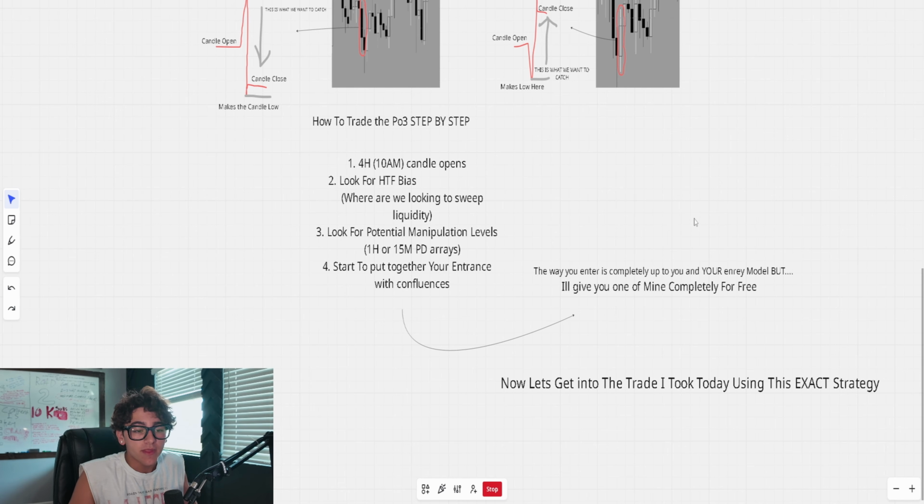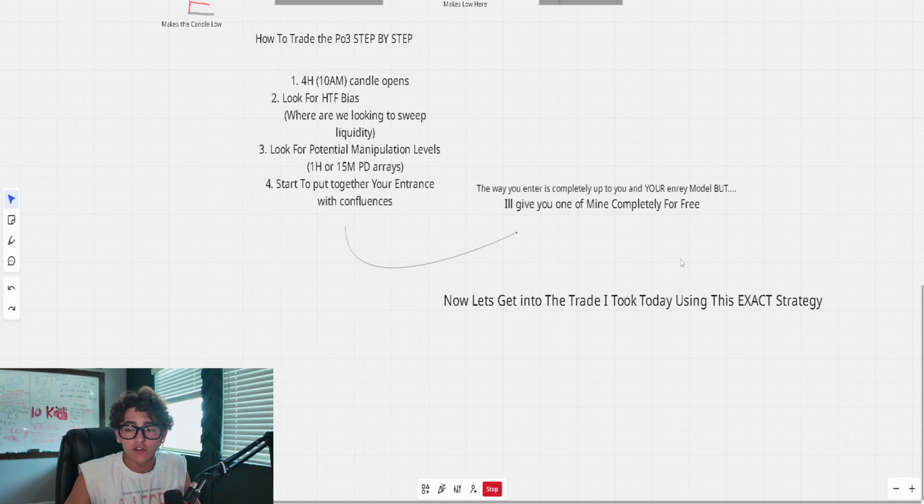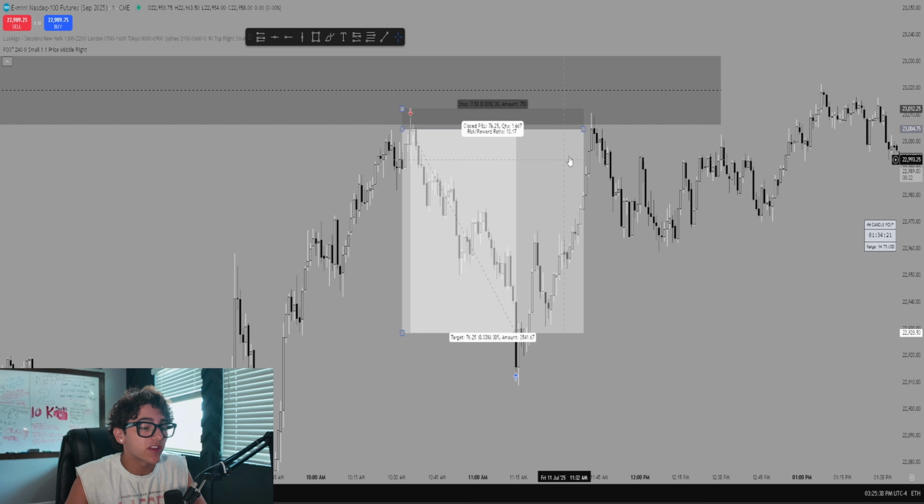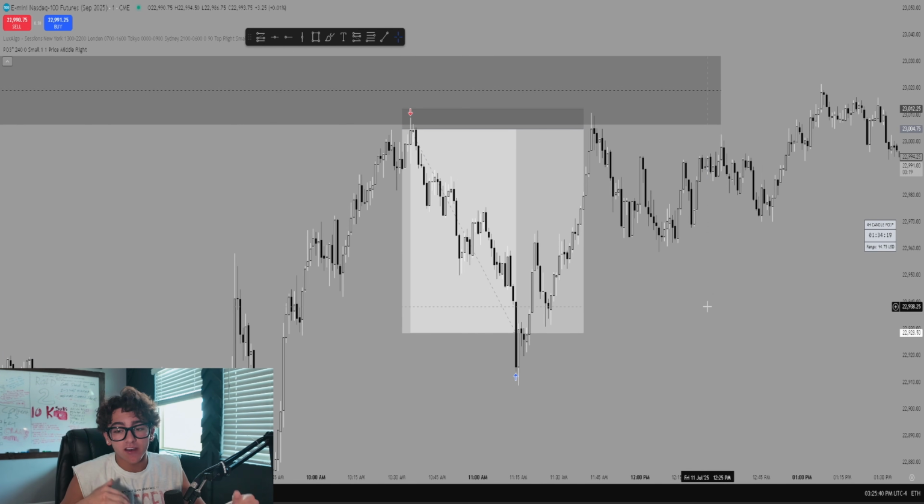Go get that. Now, that gives you an entry model that you can use in accordance with this. And I showed you the trade today that I used using this exact same strategy. And as you can see, this is the beautiful trade that we ended up catching today, which made me a lot of my profit for the week.